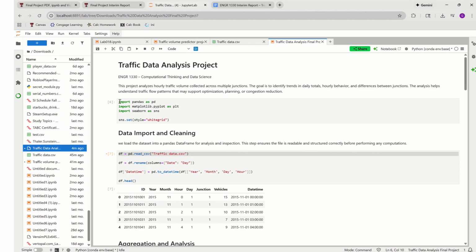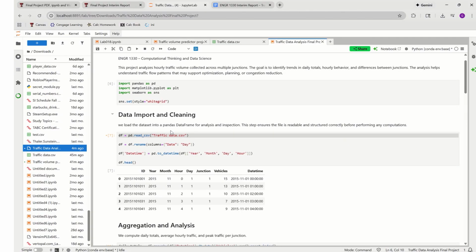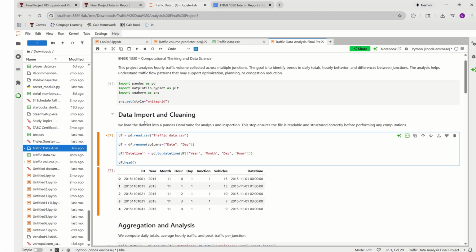First thing we did, as usual, is import all of the libraries we're going to need to be able to graph everything and help us see it more clearly. This is how we do the data importation and clean it up to be able to use in graphs. We load the dataset into a Pandas data frame for analysis and inspection. This step ensures that the file is readable and structured correctly before performing any computations. First off, we get the actual traffic data.csv. That's right here. We bring it in and we read it.